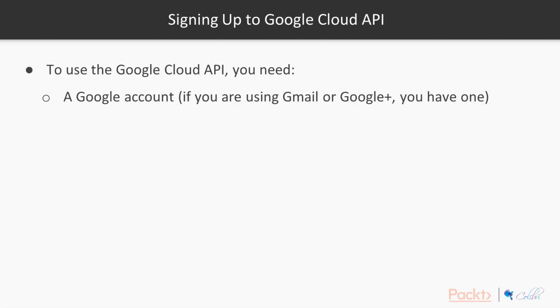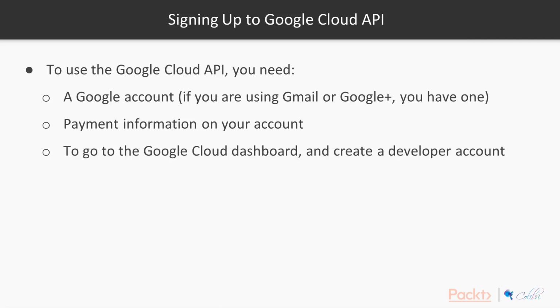To gain access to the Google Cloud API, you will need to have a Google account. If you're already using services such as Gmail or Google+, then you already have a Google account. Otherwise, we are going to show you how to create one in a few minutes. Then, you will be asked for payment information. This will be your credit card details. Even if Google will provide you with a credit balance to use, they will still require your details in case you use more than that balance. Finally, you will need to go to the Google Cloud dashboard, accept their terms, and create a new cloud project.